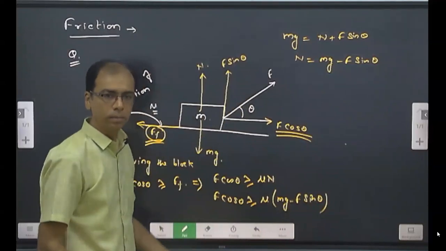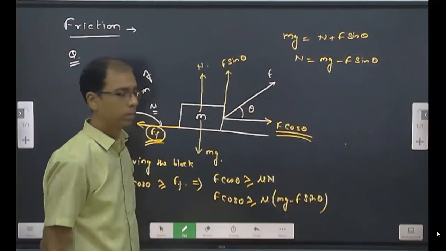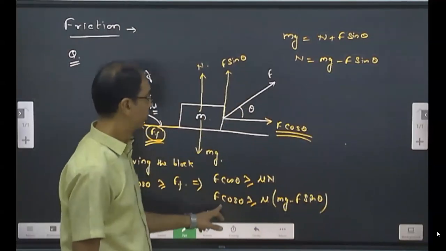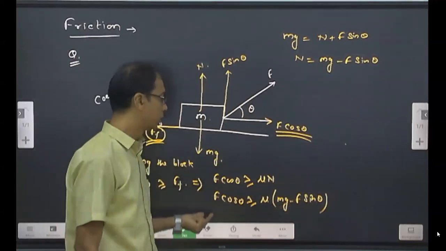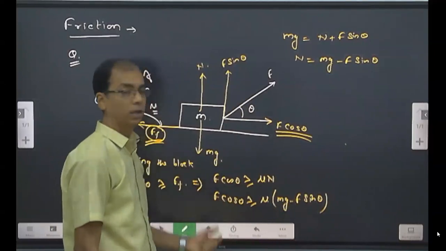Okay, is it over? No. Why? Because f, here also f. How can f be in terms of f? So f, you bring it over here. This f, we'll be bringing here.